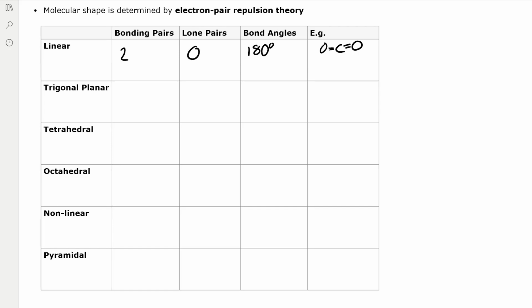Then we have trigonal planar, and this is where we have 3 bonding pairs and 0 lone pairs. So the bond angle is 120 degrees. An example of a trigonal planar molecule is boron trichloride, which we represent like this. So because all of the chlorine atoms are in the same plane, we just draw a single line for each.